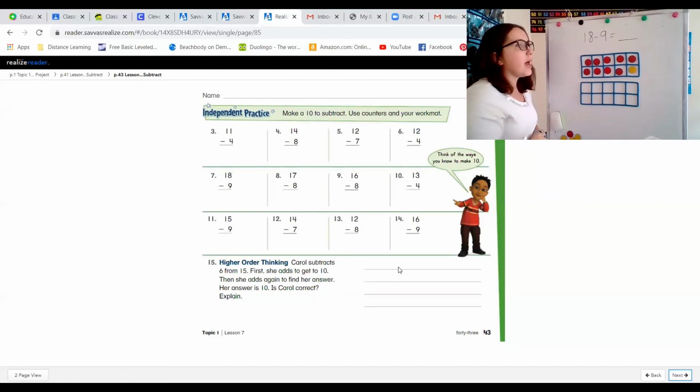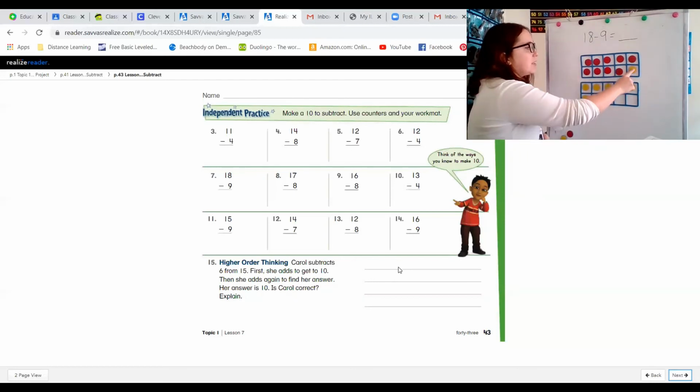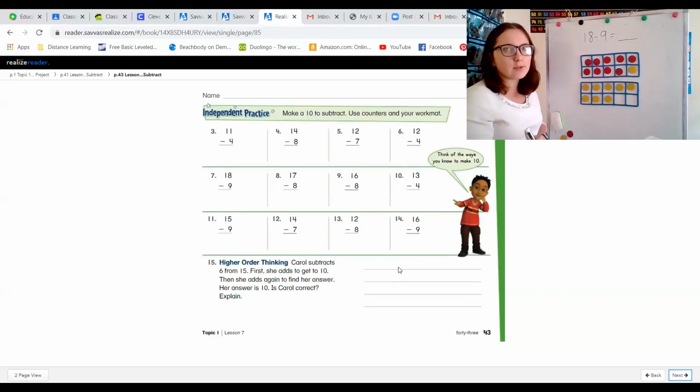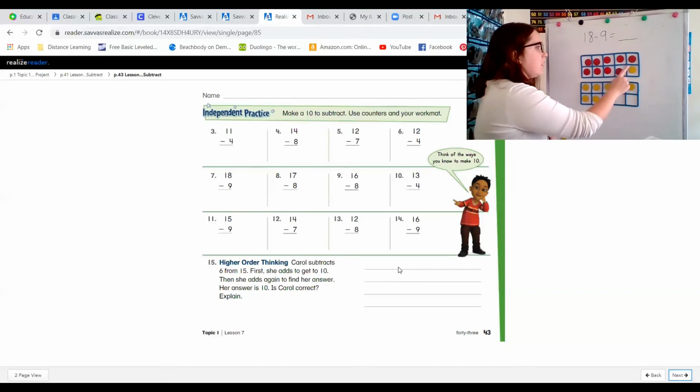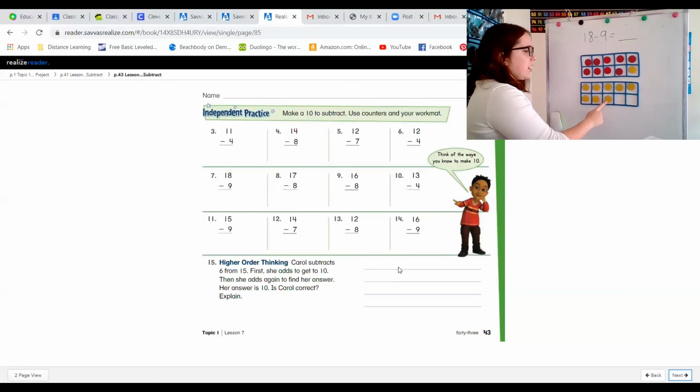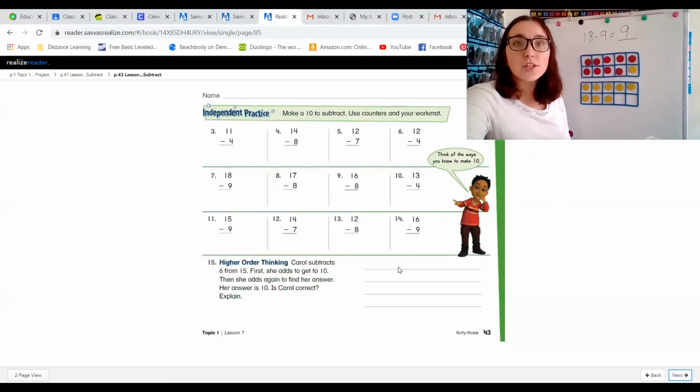So now I'm at 10. I know that 10 plus 8 more equals 18. So I'm gonna add 8 more. Okay, now I have 18 counters. I added, let's see, how many more did I add? I started at 9. Let's count how many more counters I added on to get to 18. 1, 2, 3, 4, 5, 6, 7, 8, 9. I added on 9 more counters, which means 18 minus 9 equals 9. My difference is 9. Okay, we're actually going to turn the page to do one more problem together.